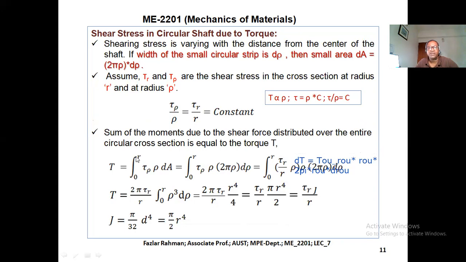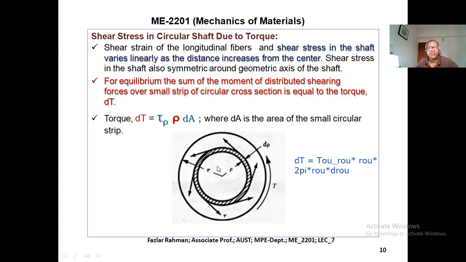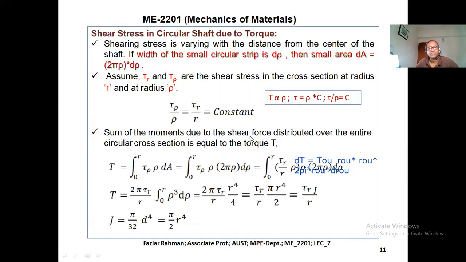Why 0 to r? I'll tell you later on. You see tau rho times 2 pi rho d rho. What is the value of rho at the center? 0. At the outer fiber, rho equals r. So if we integrate from 0 to r, then we get this value. Now we need just the integration and some simplification.